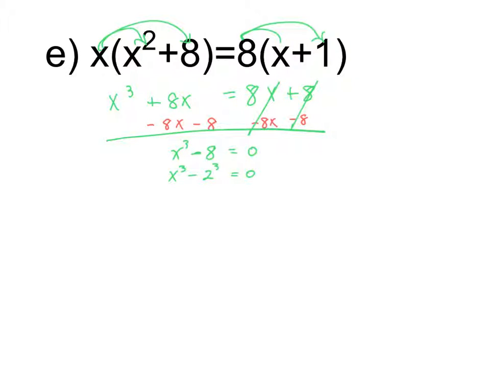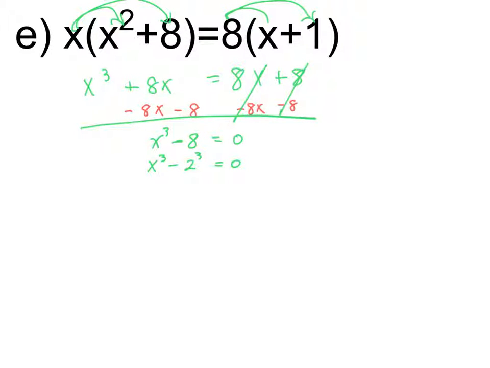So let's see here. I'm going to go ahead and write the rule for the difference of cubes here. The difference of cubes is going to be a cubed minus b cubed, and then the factored form is going to be a minus b times a squared plus ab plus b squared. Hopefully you can recognize that a is going to be equal to x and b is going to be equal to 2. And we're going to do some substitution.